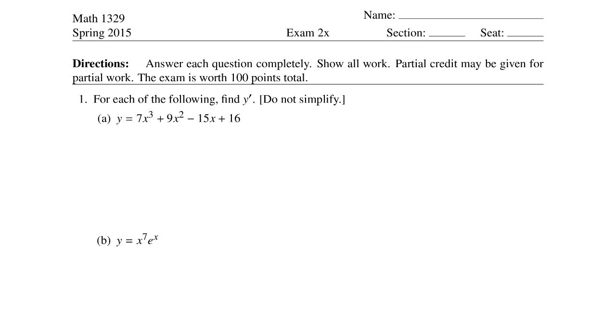Here are the solutions to exam 2. Question 1, find the derivative of each of the following. So for this first one, it's a simple power rule on each one of these. 7 times 3 is 21, lower the power by 1. 9 times 2 is 18, lower the power by 1. The derivative of 15x is 15, of course that's negative. The derivative of 16 is 0.